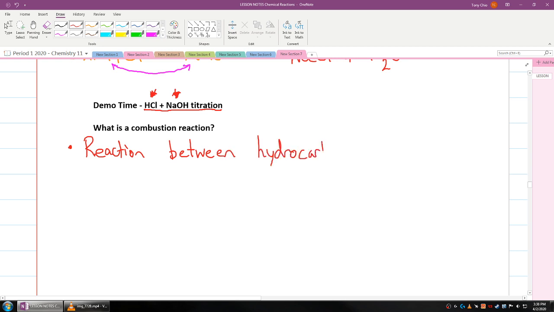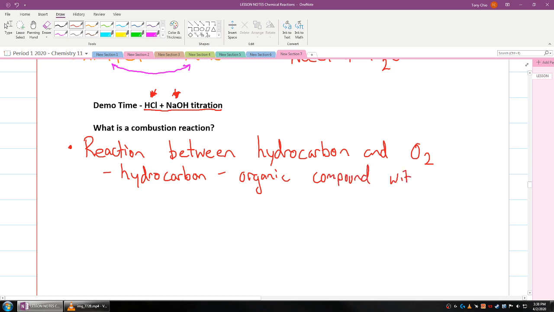Okay, so hydrocarbon, remember hydrocarbons are anything that contains hydrogen and carbon, and with carbon as backbone, and O2. Okay, so if you want to write a little note, hydrocarbon is an organic compound with carbon as a backbone.